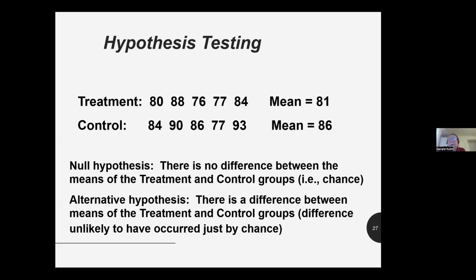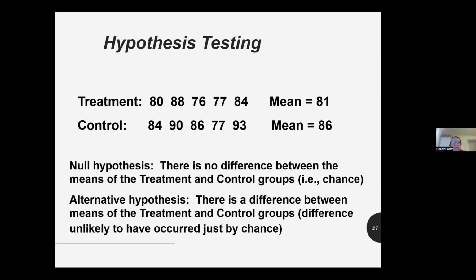But the problem is that because these are samples, there's variability associated with these means. So the question I'm asking is, is the difference between 86 and 81 just random sampling variability, or can we consider it a real difference? In statistics, we have what's called the null hypothesis and the alternative hypothesis. The null hypothesis is that there's no difference between these means. In other words, the 5-point difference just occurred because of random sampling variability.